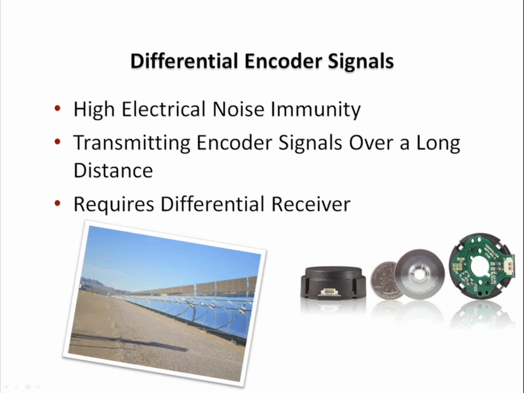This application uses encoders with differential signals to transmit signals back to a control system, which is several hundred or even 1,000 feet away. In this case, differential is the only way to go, the only way it makes sense. And something else to remember with differential signals is that if you spec an encoder with differential signals, your controller, your receiver, has to have a differential receiver in order to take advantage of the benefits.